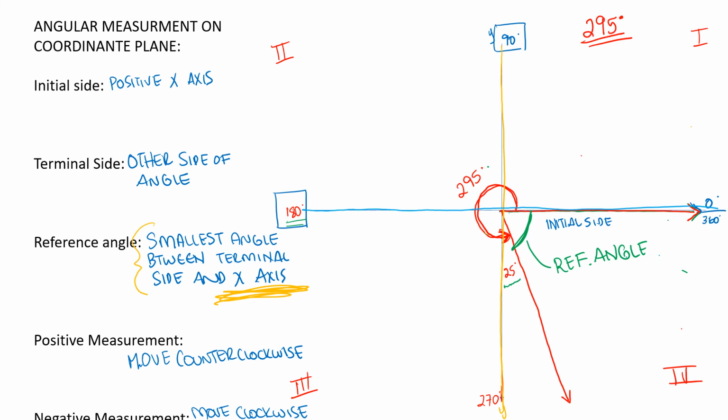So that means that my 135-degree angle has a reference angle of 45.